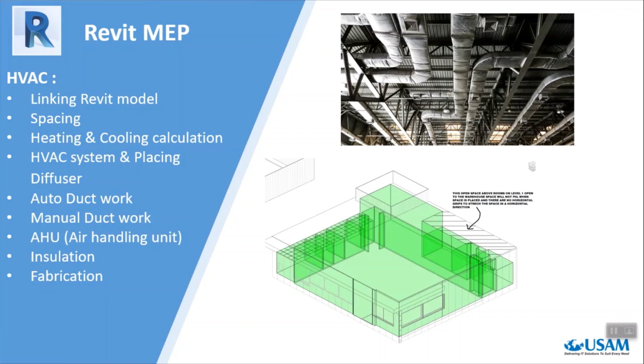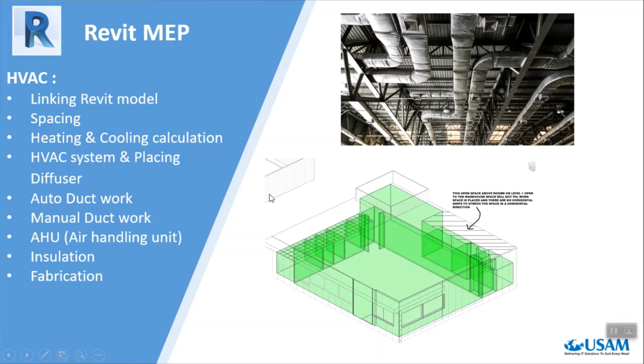Once I have the model, what is the next step? We have to create the spaces. Creating a space means calculating the voided area. In this image, the green color indicates a space. We can calculate the void area. Why are we calculating the space? Only then can we understand the heating and cooling temperature of that room. That's why we calculate the space for each and every room.